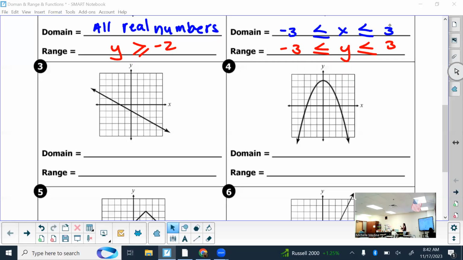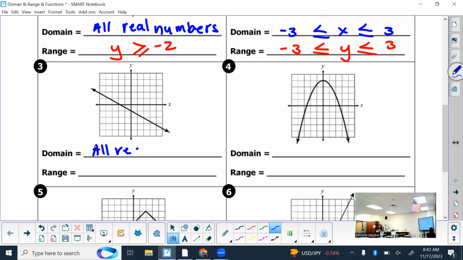Okay, so someone sitting along that wall, tell me what you put for the domain of number 3. All real numbers, so let's see if that's right. Does this graph go infinitely left? Does it go infinitely right? So yeah, there's no boundaries. In that case, it's all real numbers. Good.